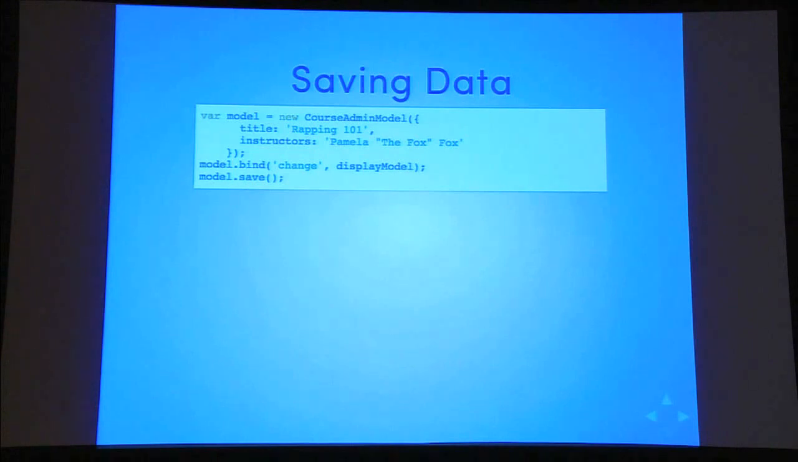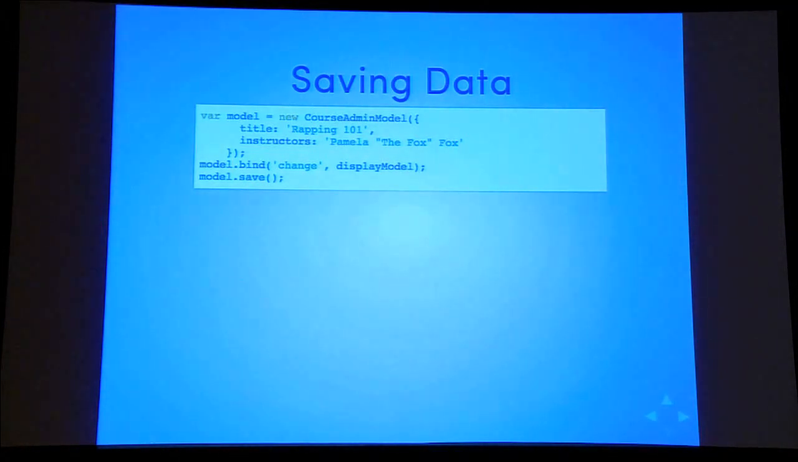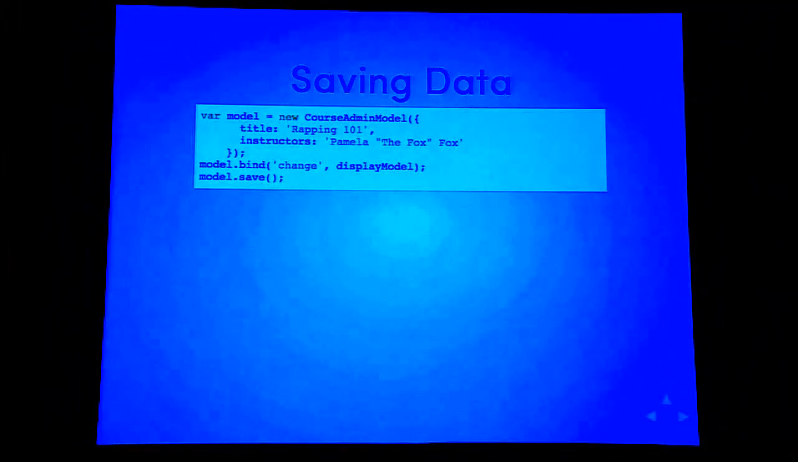We also have a really nice way of saving data. So in this example, we create a new course admin model, and that also had that URL associated with it. We give it some information, right? And typically, we'd actually be getting this information from user input in a form. We would bind an event again. This time it's a change event. And then we save the model.